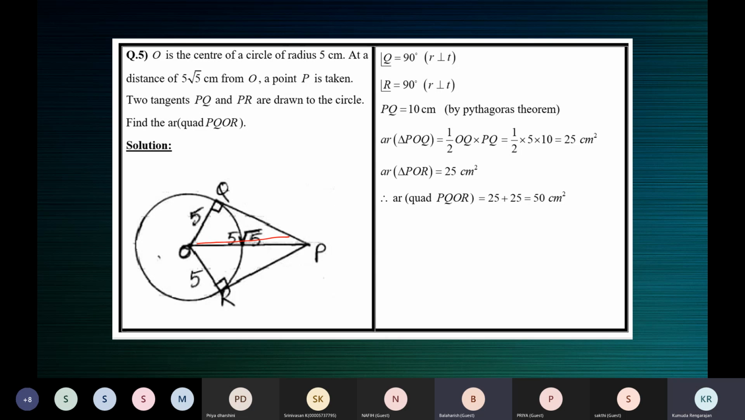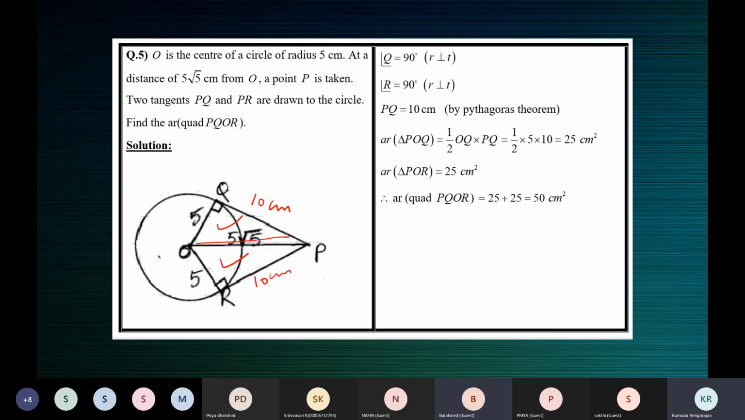So OQ is perpendicular to PQ, radius perpendicular to tangent. OR is perpendicular to PR, radius perpendicular to tangent. So using Pythagoras theorem, we find that this is 10 centimeters. And whatever is the area of this triangle, the same will be the area of this triangle, because here also same values, 5 root 5, 5 and 10. So find the area of one triangle, half base into height, double it to find the area of the quadrilateral.